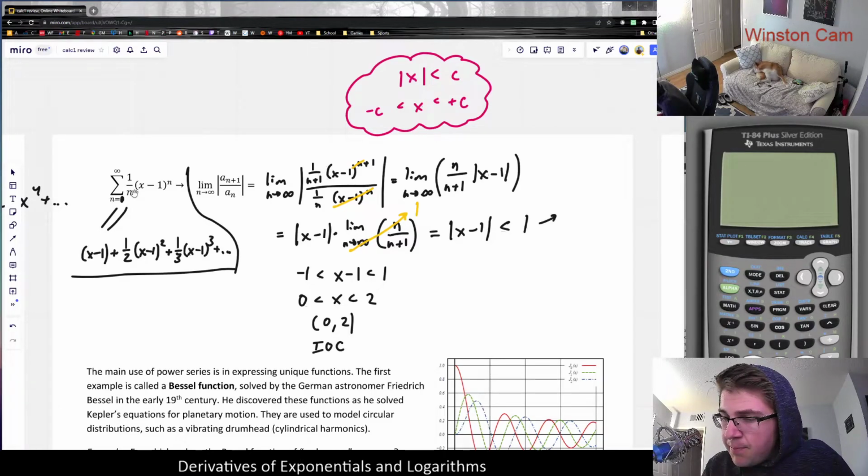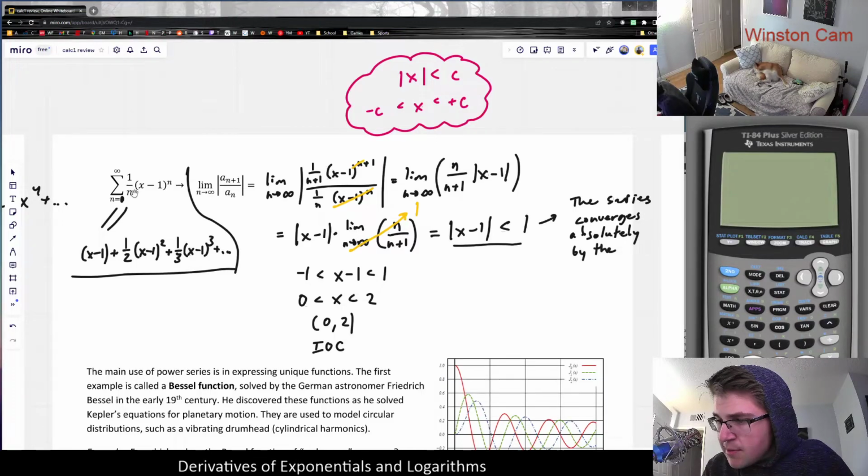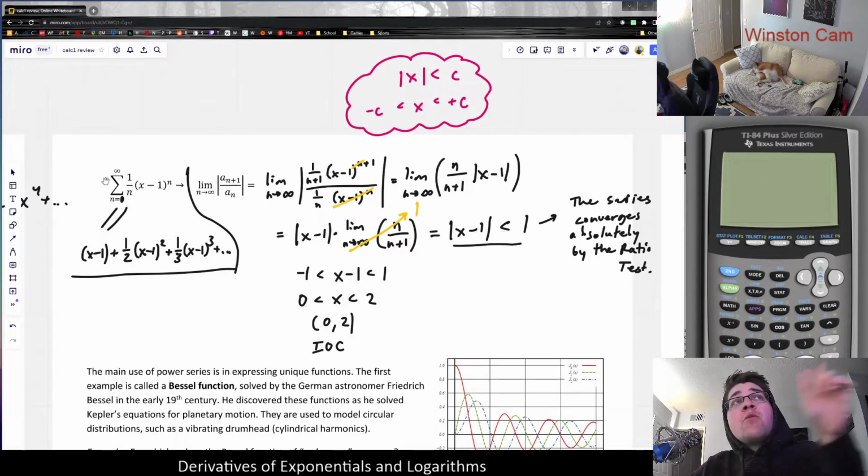So if this is true, the series converges absolutely by the ratio test, because that's what we're doing, right? We apply the ratio test, we get an answer to that limit, and if the limit is less than 1, our original series converges absolutely. So what we've solved is that if the value of x is between 0 and 2, the series will converge absolutely.